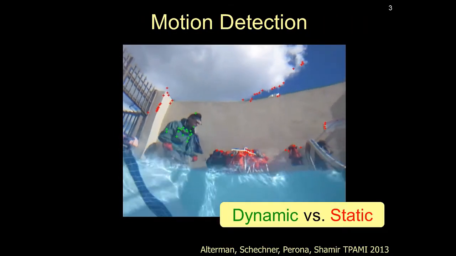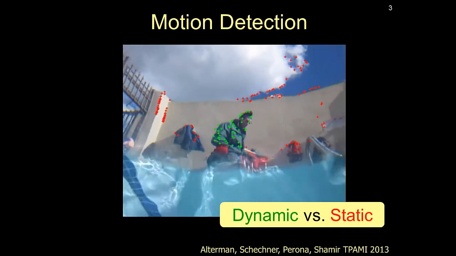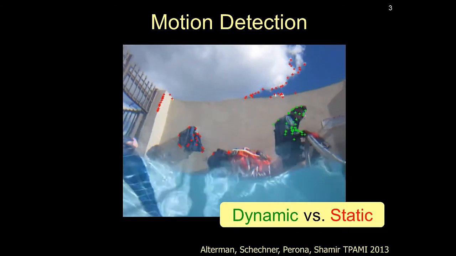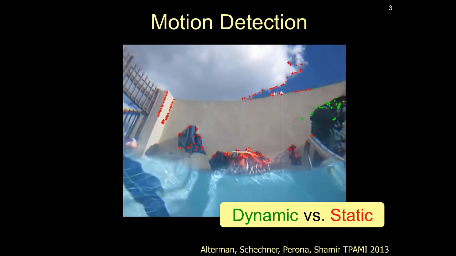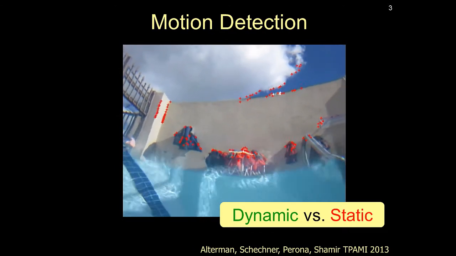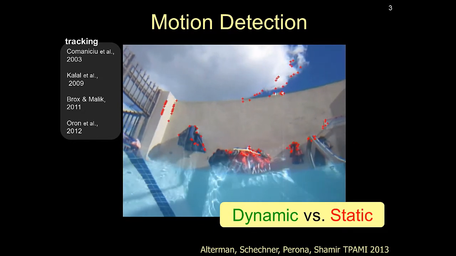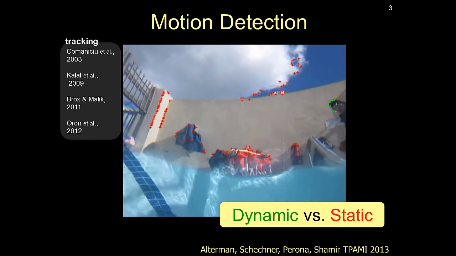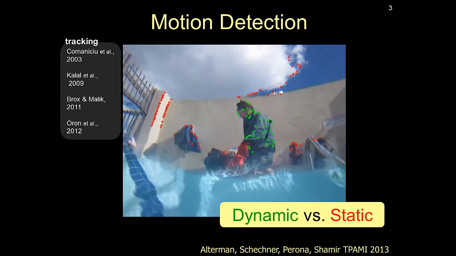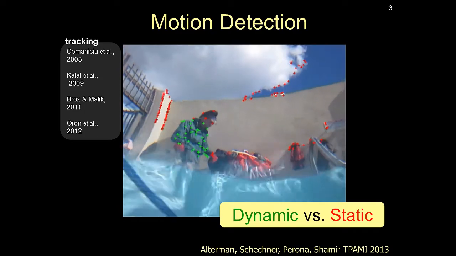This movie is the result of an automatic discrimination between dynamic and static objects. The red dots are static and the green dots are dynamic. This is actually a difficult problem because nothing is static here. But there's good news, as there are off-the-shelf trackers that can handle it. Tracking enables us to study statistics, for example. This is our work on motion detection through water that was published this year in PAMI.